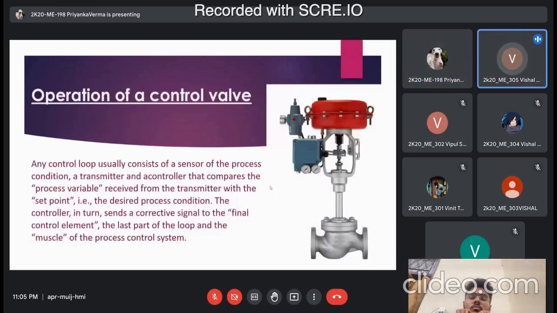Any control loop usually consists of a sensor of the process condition, a transmitter, and a controller that compares the process variable received from the transmitter with the set point, that is the desired process condition. The controller in turn sends a corrective signal to the final control element, the last part of the loop and the muscle of the process control system.